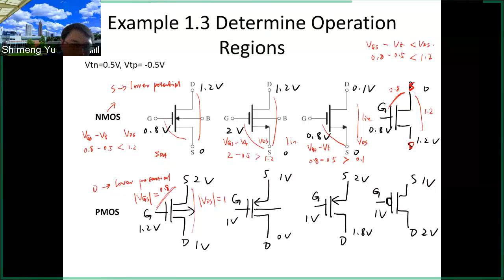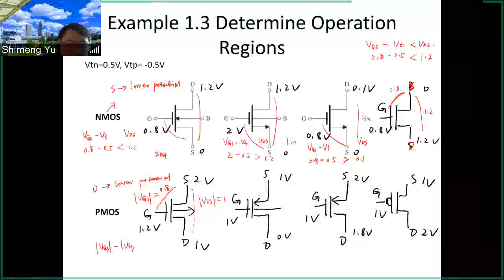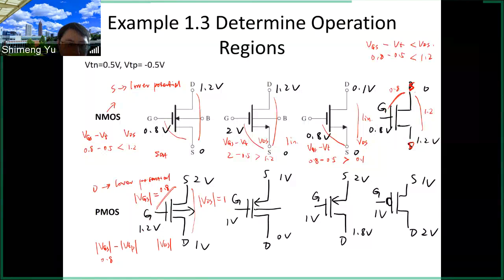Then again, you apply the same rule. You check the VGS minus VT, now you have to use VTP, and then compare to VDS. So VGS absolute value is 0.8, and the VTP threshold is negative 0.5, so the absolute value is 0.5, and the VDS absolute value is 1. So here 0.3 is less than 1. So this is saturation.